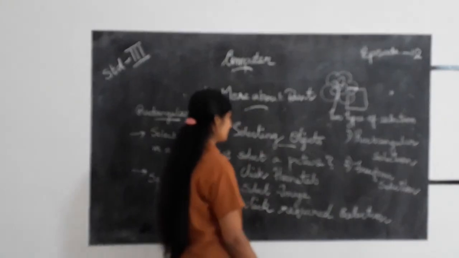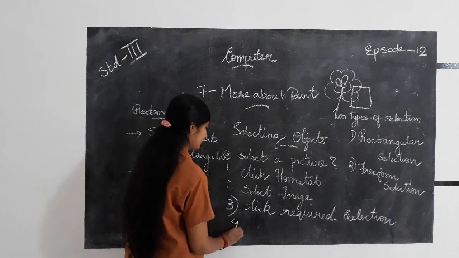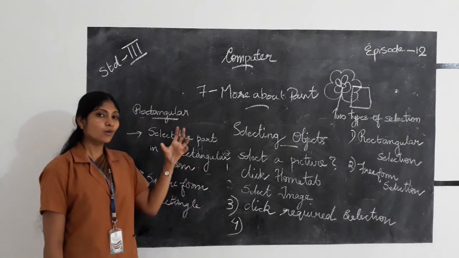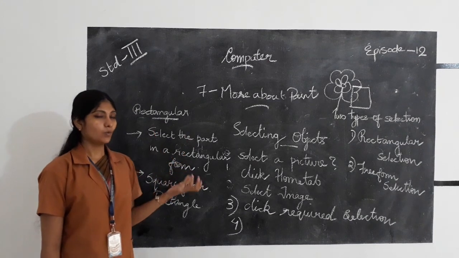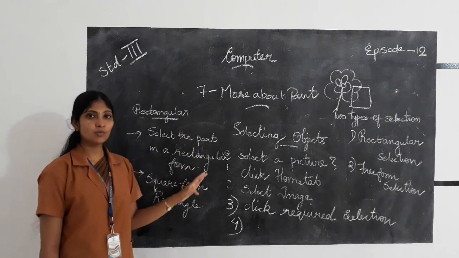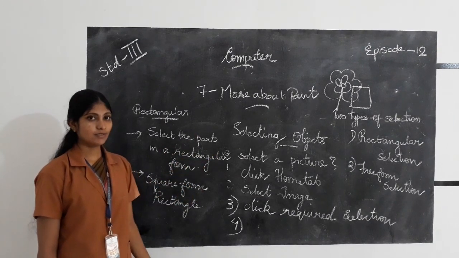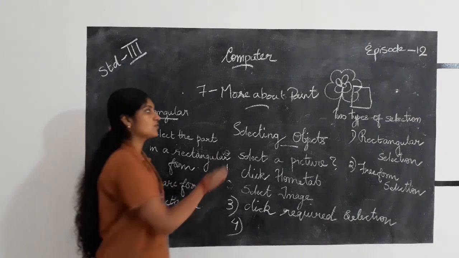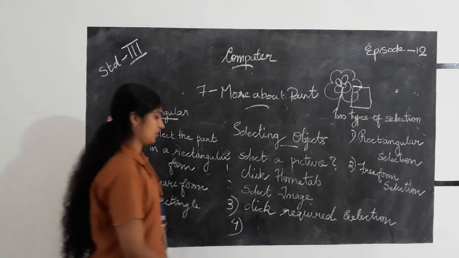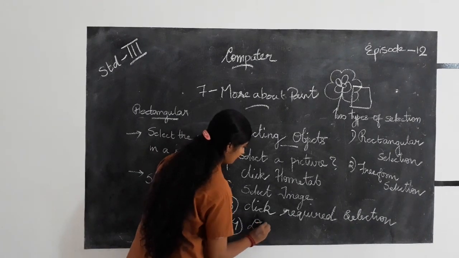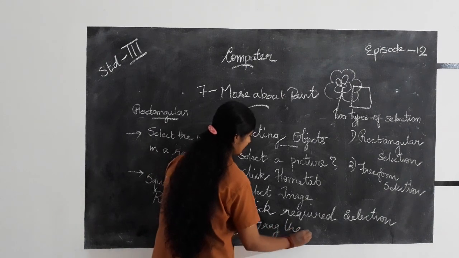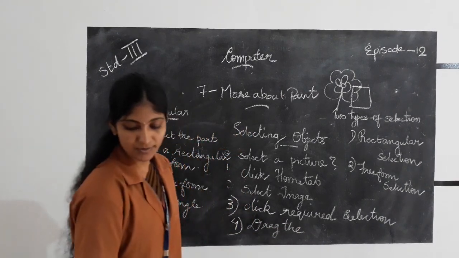Then the fourth step: next, how to crop that picture. Drag your mouse pointer in the place where you want to select. Just drag the mouse pointer to select the part of the picture.